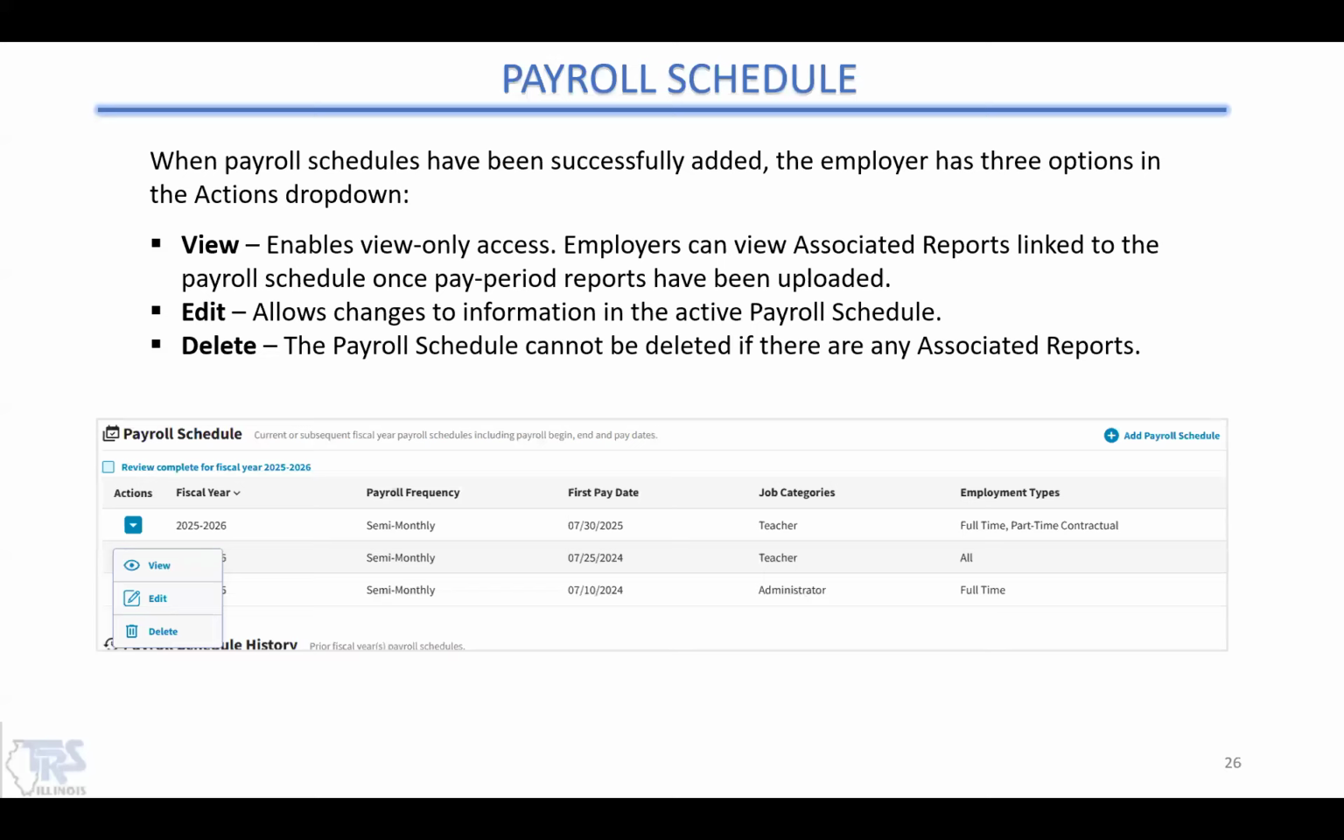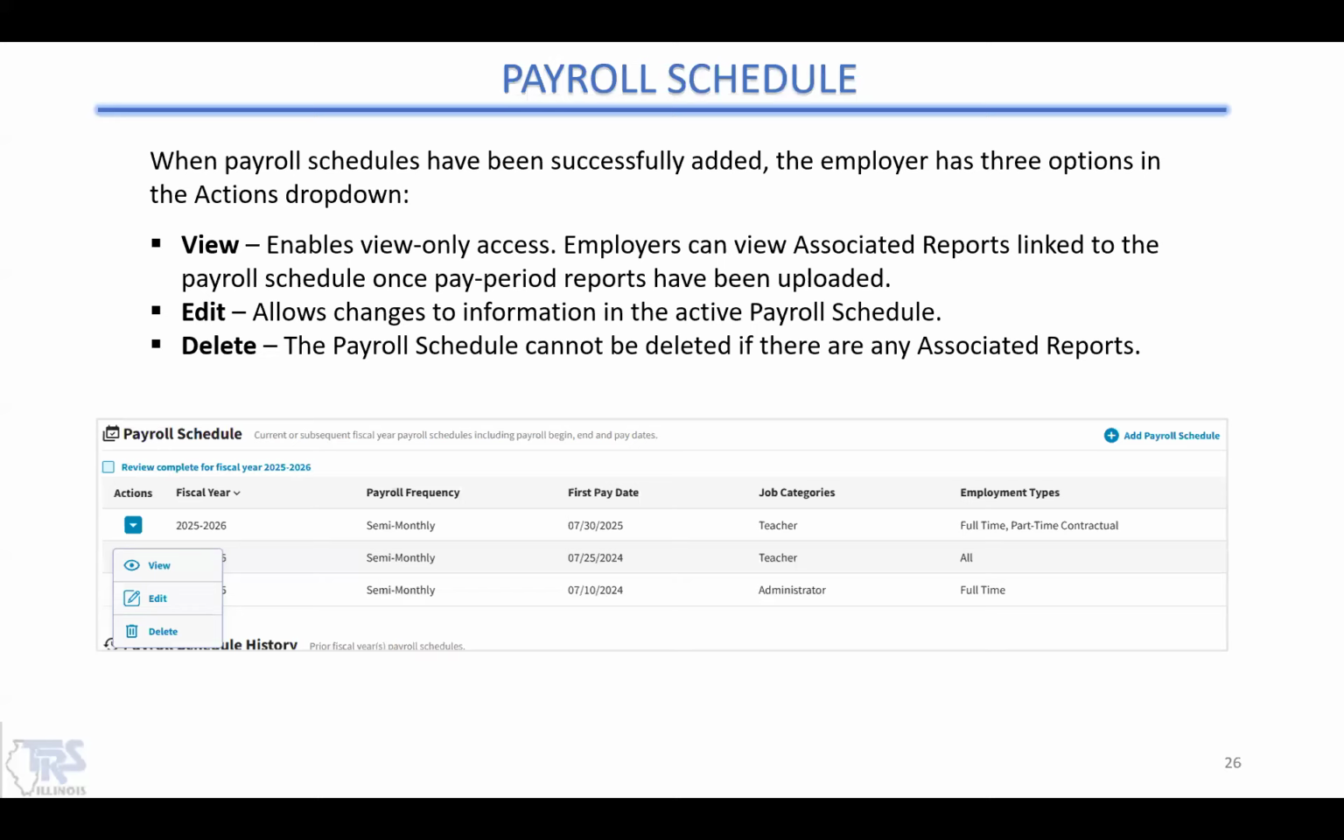Now, once you have everything set up for all of these active schedules, there is an actions drop down where you can view them, edit them, or delete them. That view is view only access, but it does have a very important feature within it. There is a link to associated reports, which is going to be any report that you have uploaded, that you have in progress, or that you have posted. You'll be able to see those reports and be directed to them.